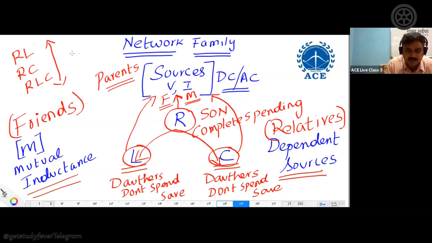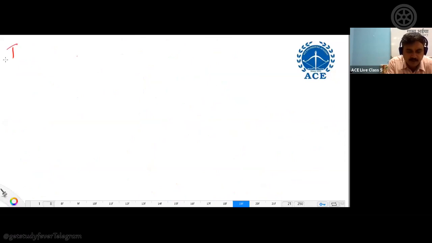Okay, right. A very, very important point. Keep this in mind. 2 points we told. An element should be connected in series with a voltage source. An element should be connected in parallel with a current source. These 2 points we have discussed. This is the third important point.